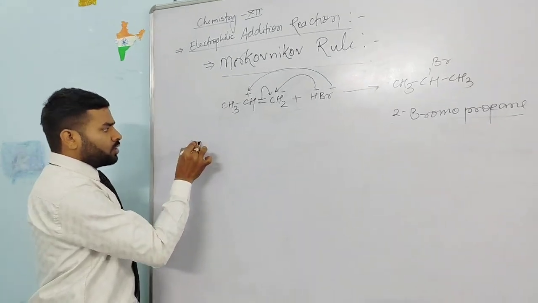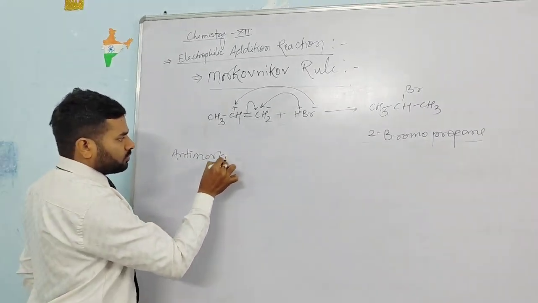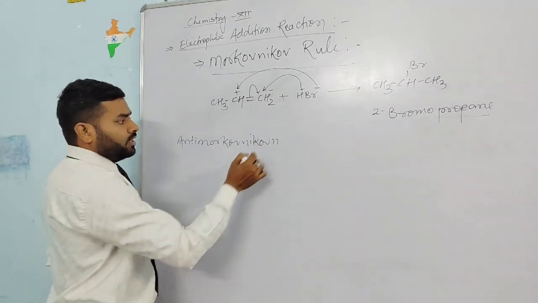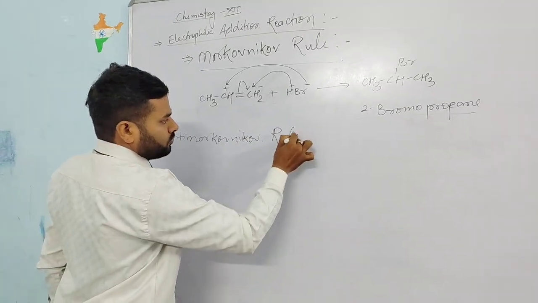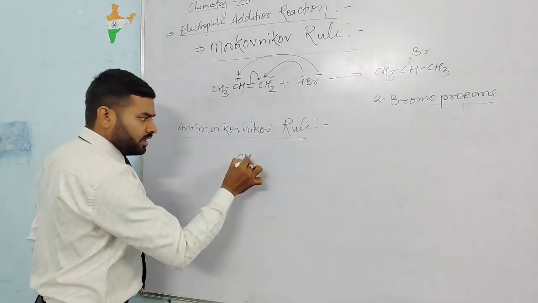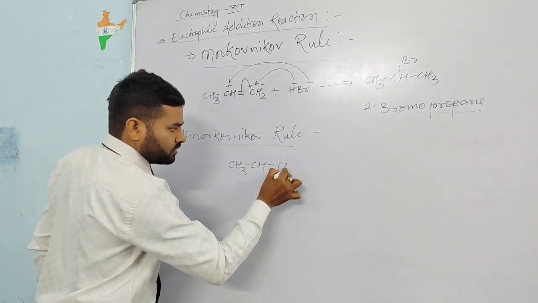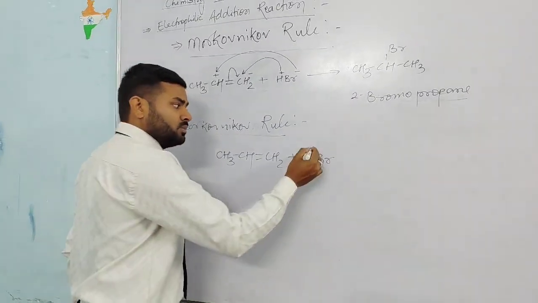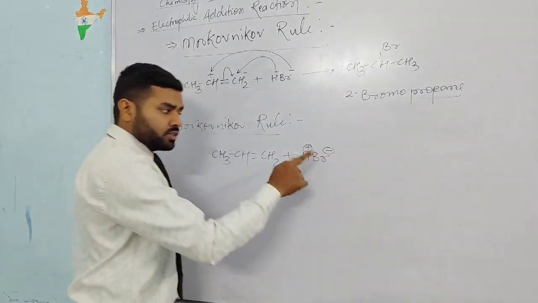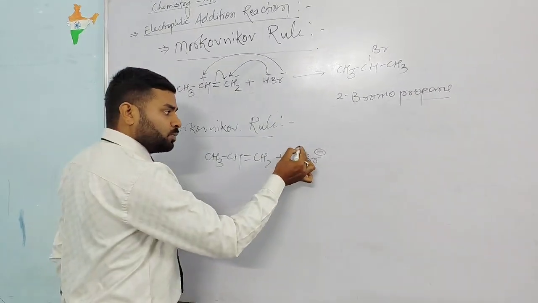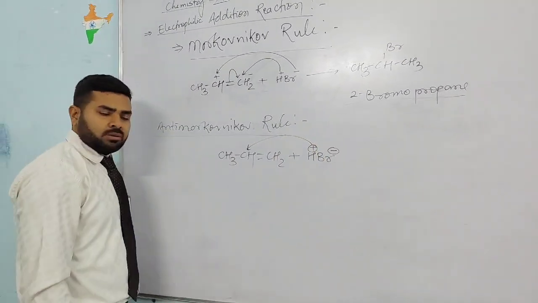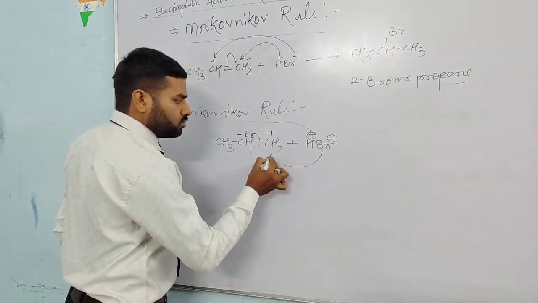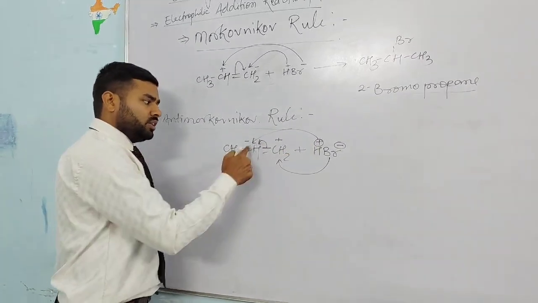In case of anti-Markovnikov rule, when unsymmetrical alkene CH3CH=CH2 is treated with HBr, then H+ means electrophile, Br- means nucleophile will go, meaning H+ will go to that double bonded carbon which has the least number of hydrogens, so there will be a negative charge on it and the other carbon is positive. Bromine joins the cationic carbon and hydrogen joins the anionic carbon.